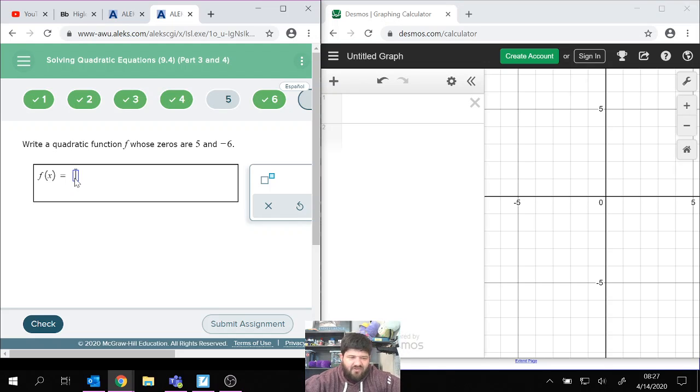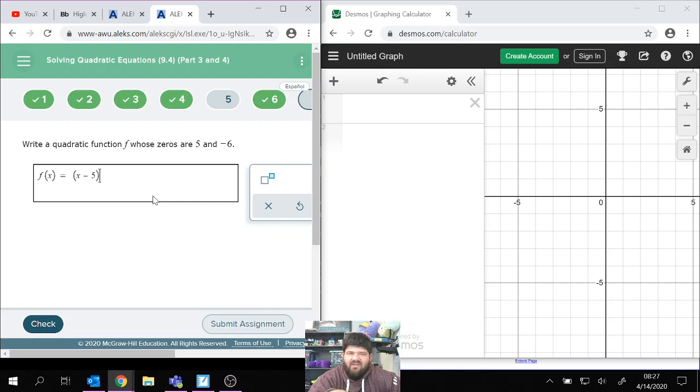I'm just here to show you the cheese in case you want to do it quick and dirty. So, a quadratic function f whose zeros are 5 and -6. This means when you plug 5 into the function, you're going to get 0. So the only way to make that happen is if you do x minus 5, right?